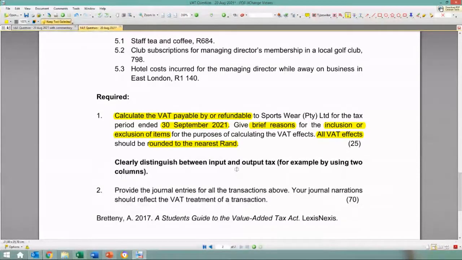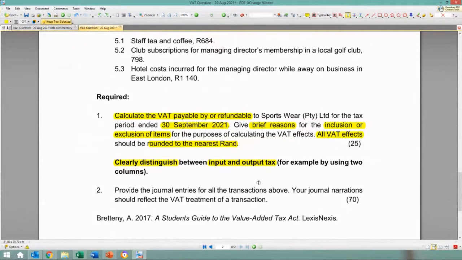If they want you to round off to the nearest rand, they would indicate it, for example, in this question like they did. And if they bold something in a question or in the required, it means it's important. They want you to do it in a specific format to get to the answers. Sometimes it is also to guide you, to help you work out the question. They want you to clearly distinguish between what is input VAT and output VAT.